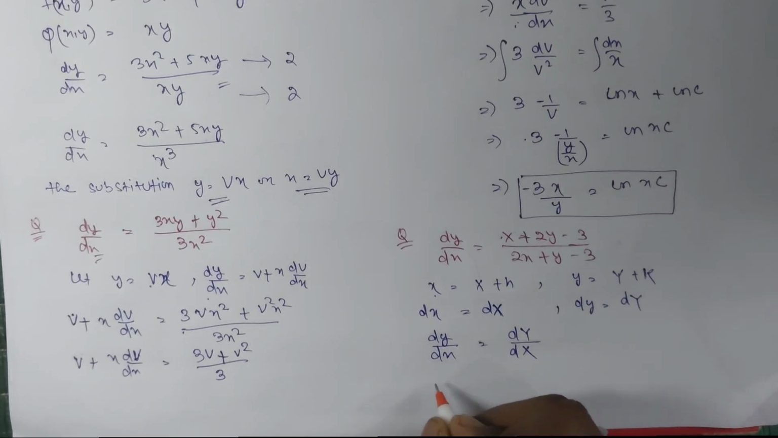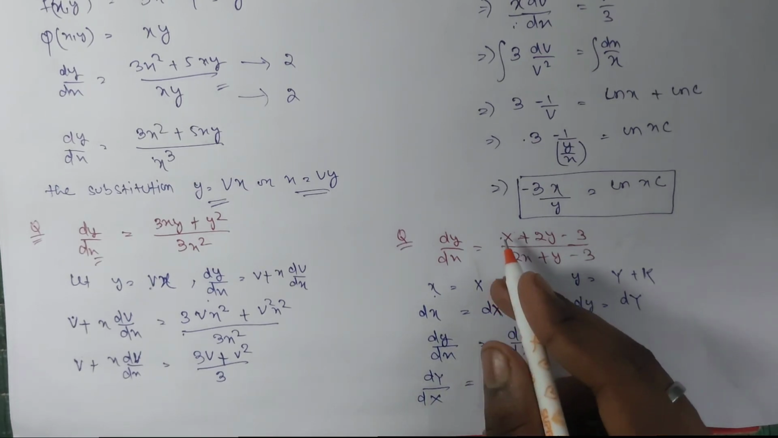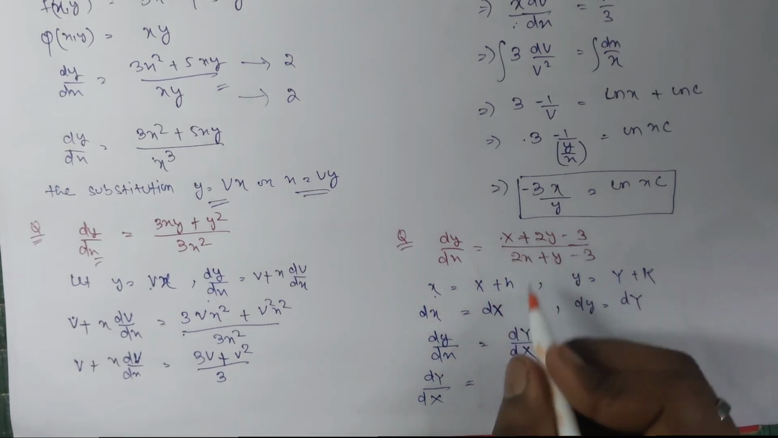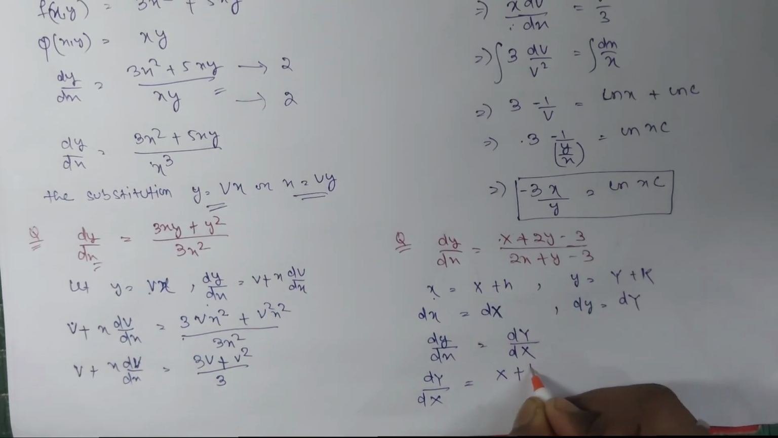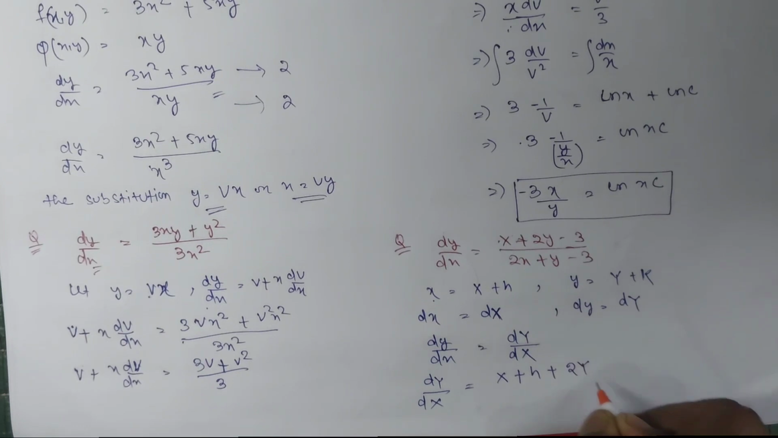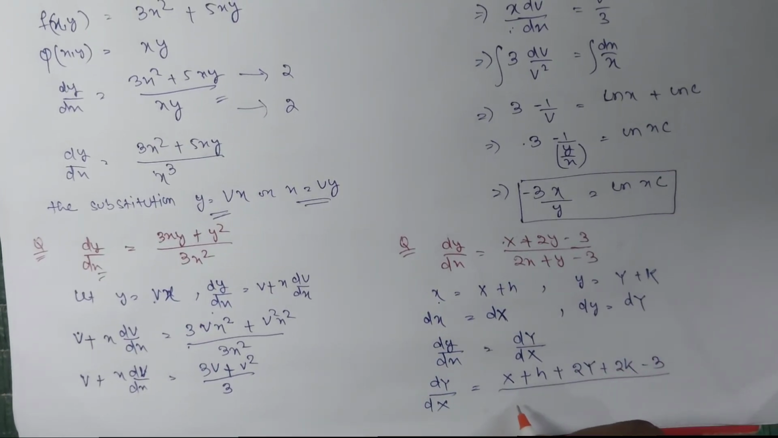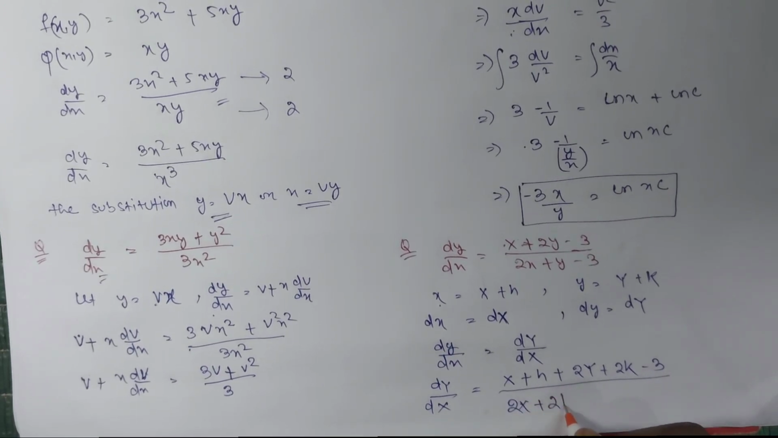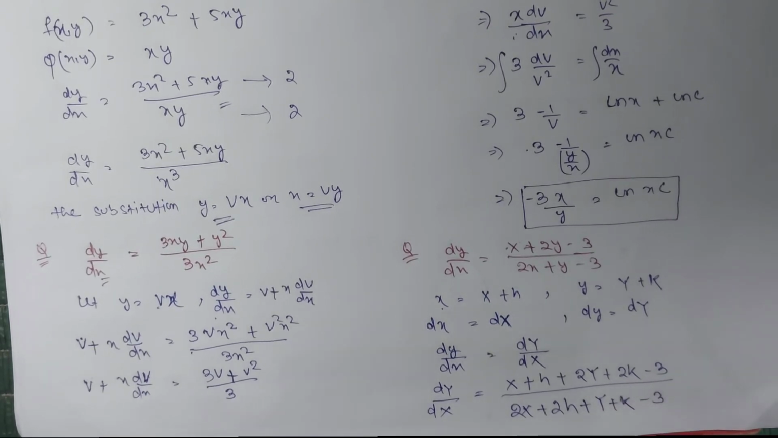Then we get dY by dX equals, putting the value of small x here, (X plus h plus 2 capital Y plus 2k minus 3) by (2 capital X plus 2h plus Y plus k minus 3).